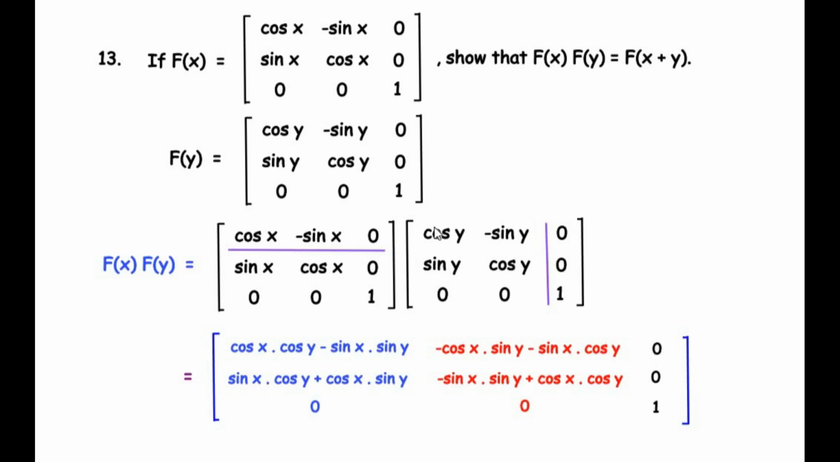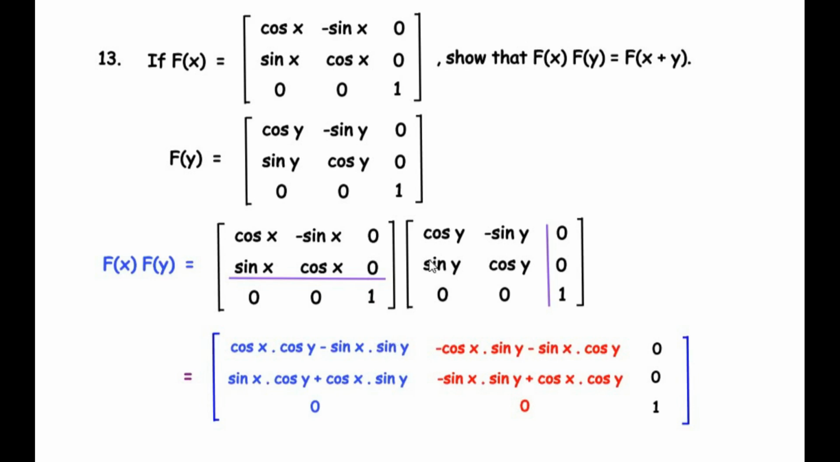Now moving on to the second row and first column. Sin x times cos y plus cos x times sin y plus 0 times 0. Now second row and second column. Sin x times minus sin y giving us minus sin x sin y plus cos x times cos y plus 0 times 0. Now second row and third column. Sin x times 0 is 0 plus cos x times 0 is 0 plus 0 times 1 is 0. So here the last element of the second row as well is 0.